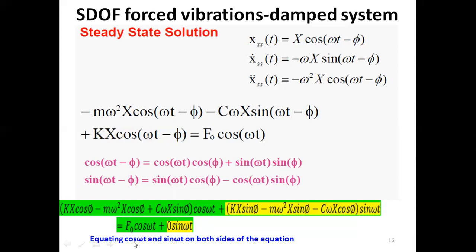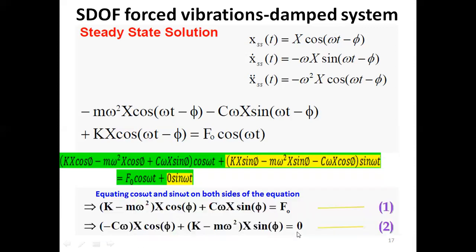So by equating the coefficients of cos ωt and sin ωt on both sides of the equation, we would get (k − mω²) X cos φ plus c ω X sin φ is equal to F0, and minus c ω X cos φ plus (k − mω²) X sin φ is equal to 0.